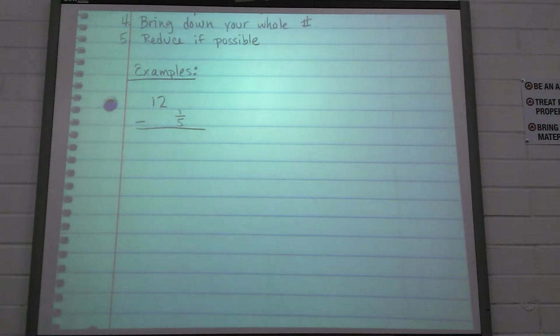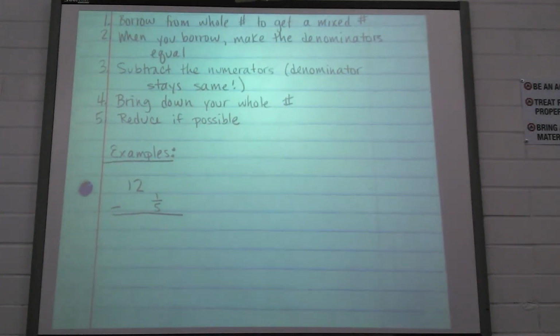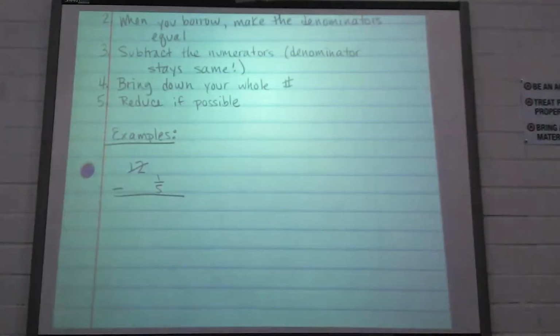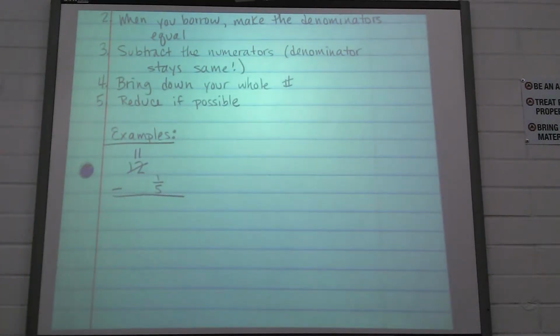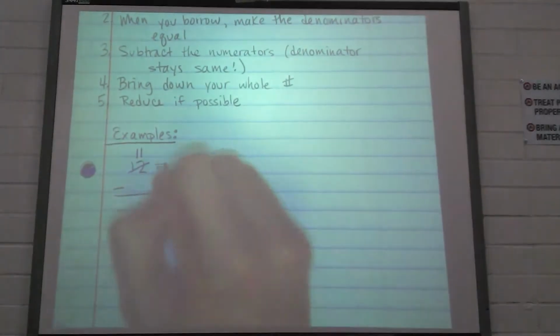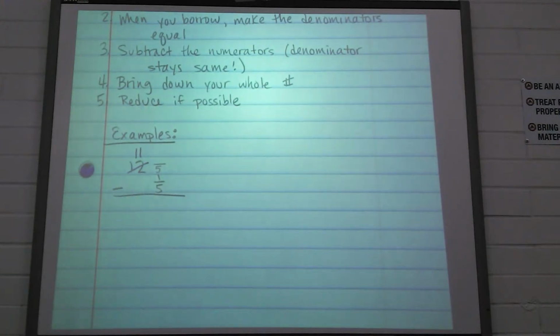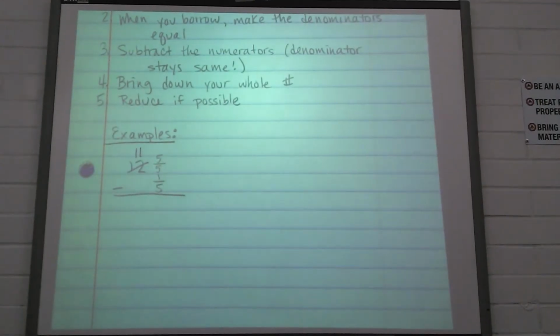All right? So with this, like my first step says, I'm going to borrow from that whole number to get a mixed number. I'm taking one whole from 12, so 12 becomes 11. And then my fraction, it says in step number 2, when I borrow, I make the denominators equal. So since this denominator is 5, the fraction that I borrow is going to have a 5 in the bottom. And if I'm borrowing one whole, that means the numerator and the denominator are going to be the same. So I'm going to borrow 5/5.